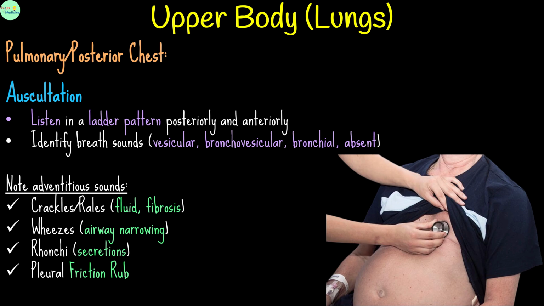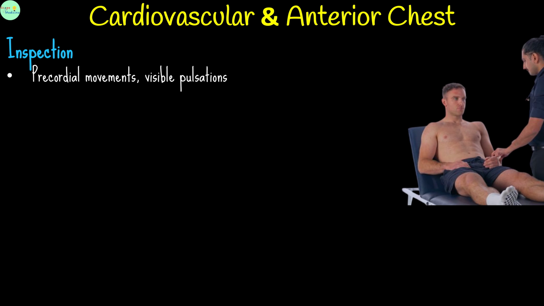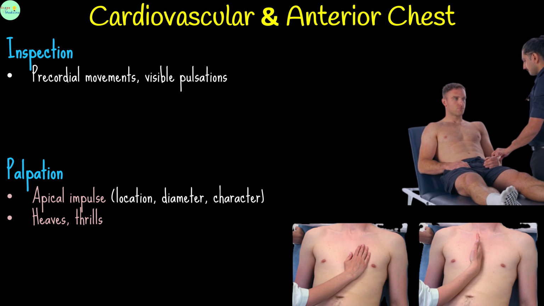inflamed lung linings. We now shift to the core and lower body, starting with the heart and the front of the chest. Inspect the area over the heart for any visible movements or pulsations. On palpation, locate the point of maximal impulse, typically felt in the space between the 5th and 6th ribs on the left side, and assess its character. Feel for sustained lifts and for thrills, which are the buzzing sensations of a murmur you can feel.